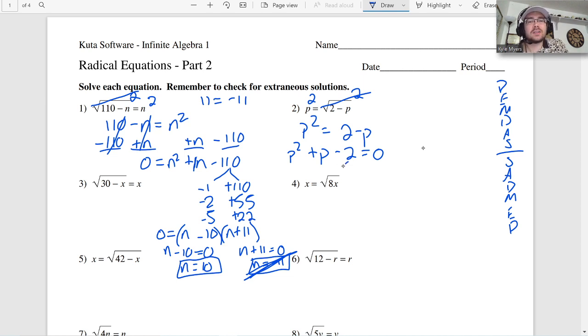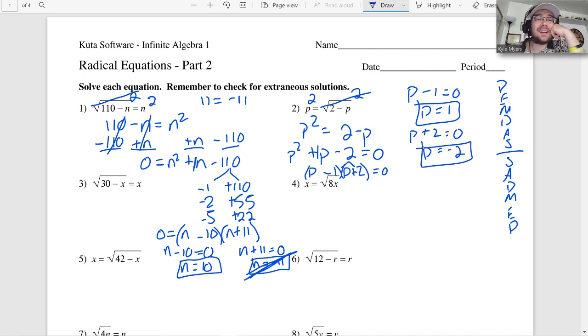Then I want two factors. Well, there's only two factors of 2, 1 and 2. Right? It has way less factors than 110. So actually, these are the only two factors, 1 and 2. And I need to subtract again and get 1. So there we go, -1 and +2. I'm sorry, I'm kind of squeezing this in here. So p minus 1 equals 0. That means p equals 1. p plus 2 equals 0. That means p equals -2.